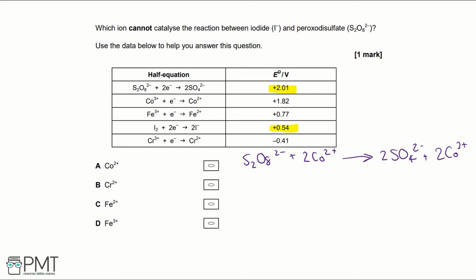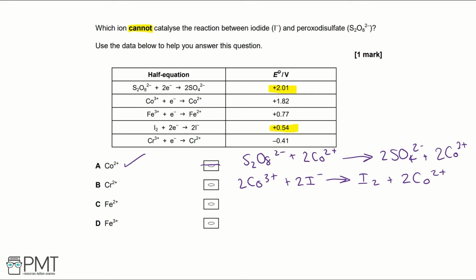And then if we look at when it reacts with iodine, or iodide, we get 2Co3+ plus 2I-, and that produces I2 plus 2Co2+. And that's because the cobalt half equation is more positive than the iodide half equation. So that's why the iodide half equation is flipped. But you can see in both cases how this is catalysing the reaction. So cobalt is a good one, and it's not answering the question though, because we're asked which cannot catalyse. So we can eliminate A as one of our possibilities.